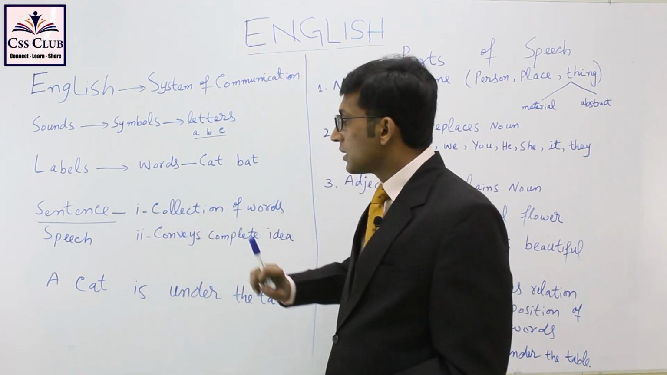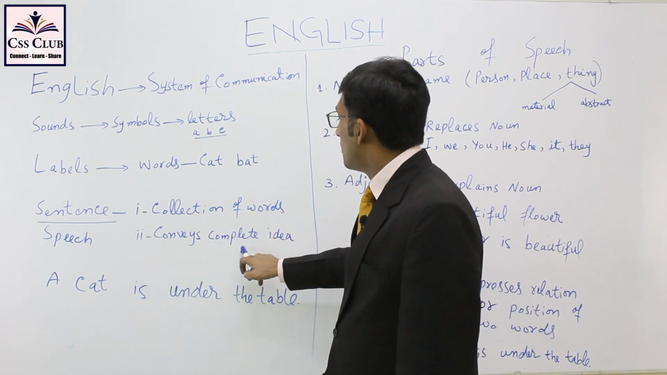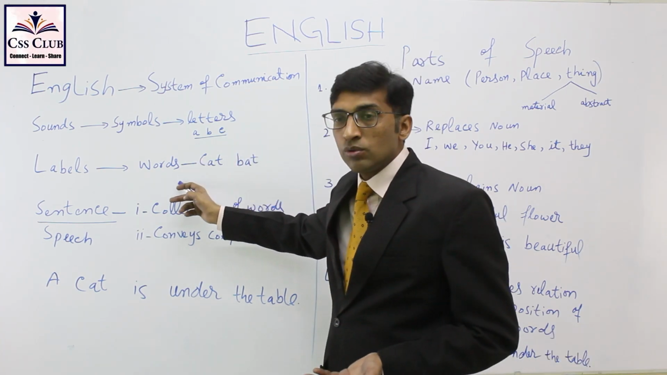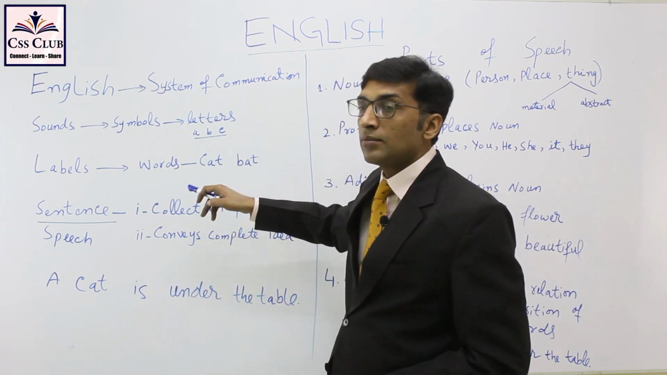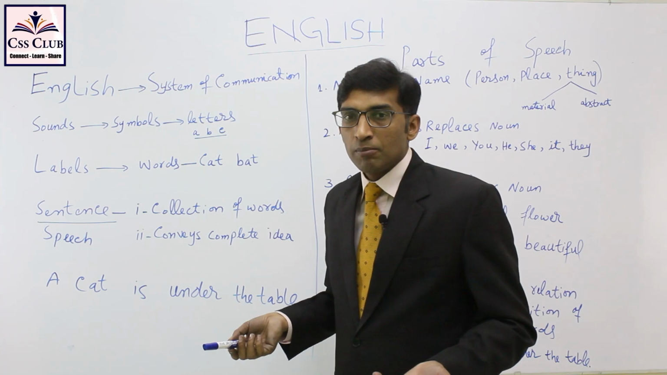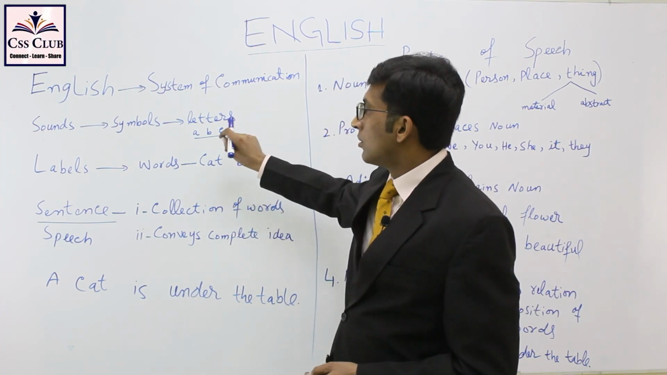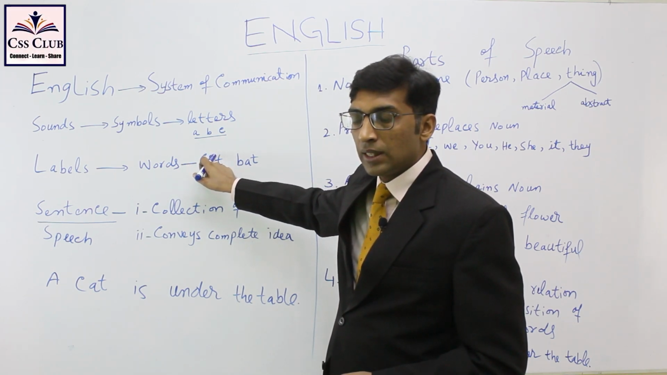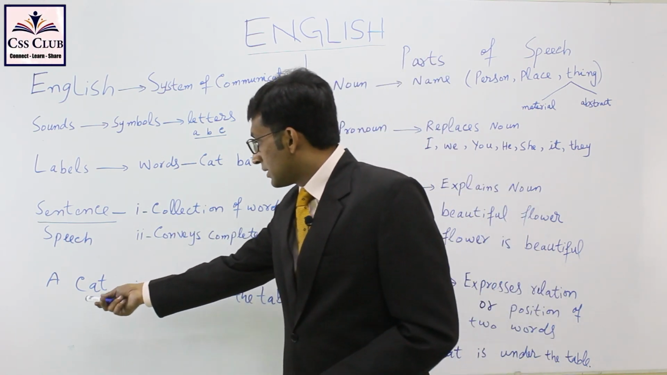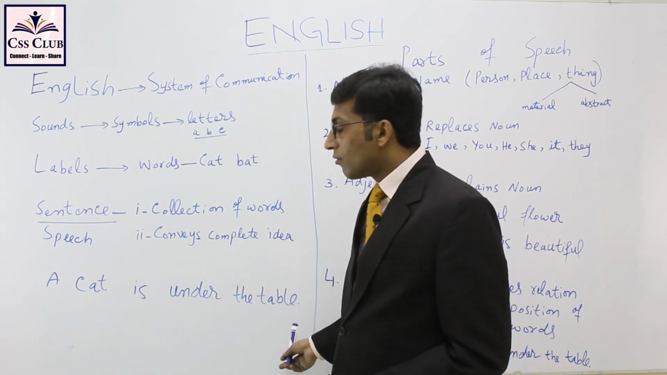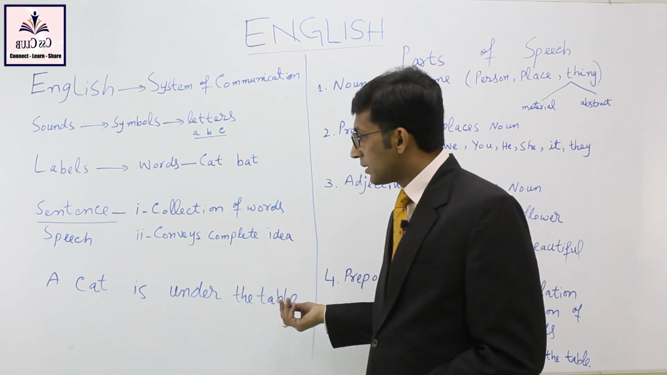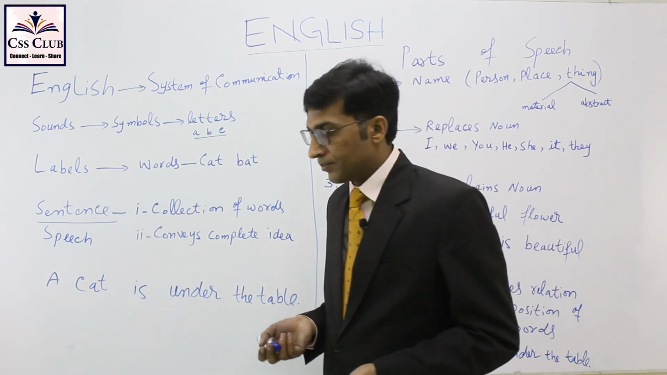And what is the function of a sentence? The function of a sentence is that it conveys a complete idea, because letters do not convey a complete idea. Words do not convey a complete idea either; although they convey some idea, it is not complete. Like if I say marker board, it doesn't make much sense. But if I say I write on the board with a marker, it conveys a complete idea. So it's a sentence, and it is also a collection of words. For example, this is a sentence: a cat is under the table. Everyone knows what I mean.